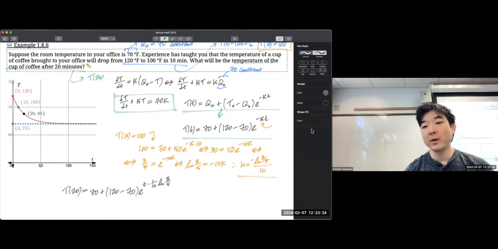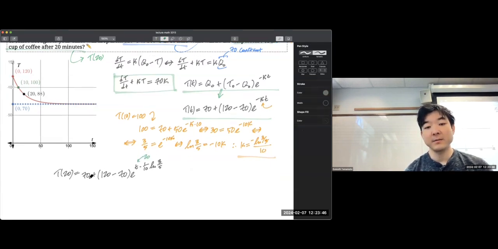And what do we want? We want to find what this is equal to when t is equal to 20. So we'll plug in 20 for this t. That's just an exercise in typing into your calculator, because this is all just numbers. And you'll get that T of 20 is approximately 88 degrees Fahrenheit.